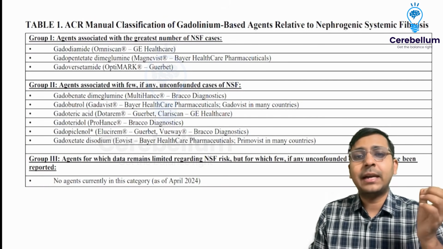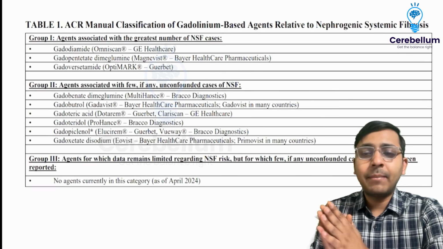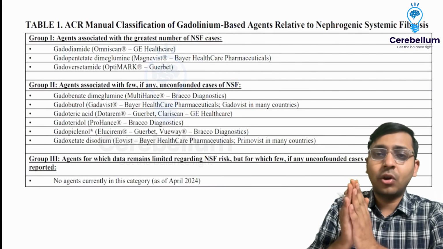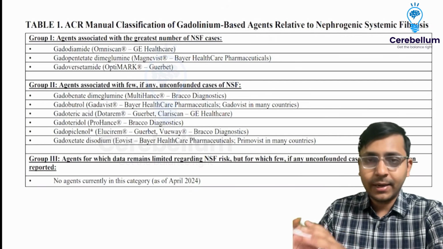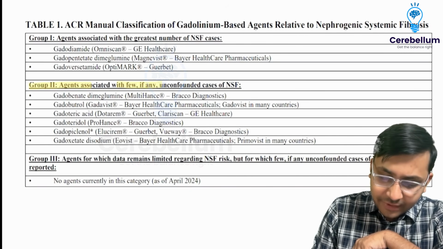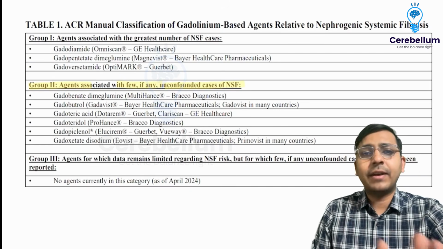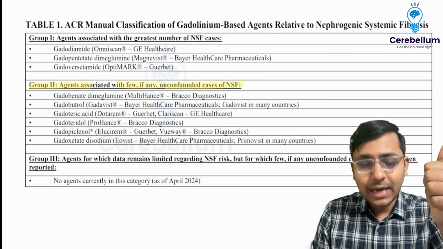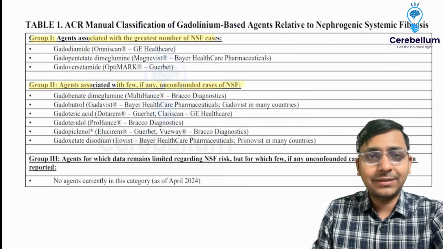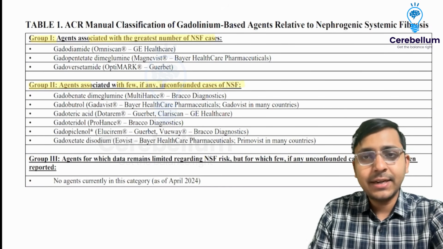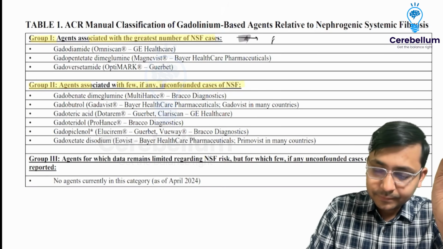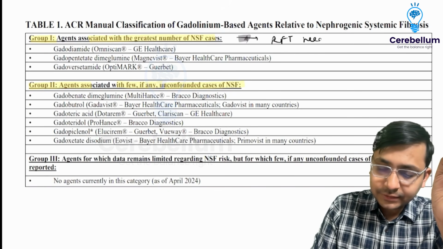So this is a table that I've taken from the ACR manual on contrast media, the official table from the American College of Radiology. It says that class 2 agents are associated with few, if any, unconfounded cases of NSF. It is only class 1 agents which are associated with the greatest number of NSF, and it is only for class 1 agents that you need to get an RFT done. Here RFT is needed.